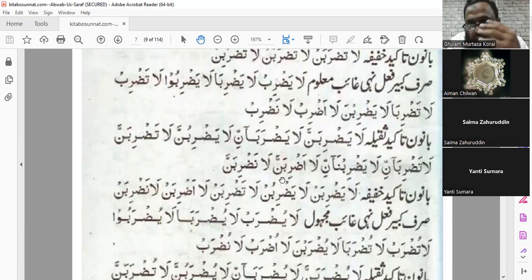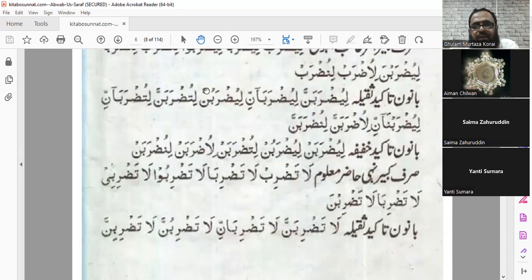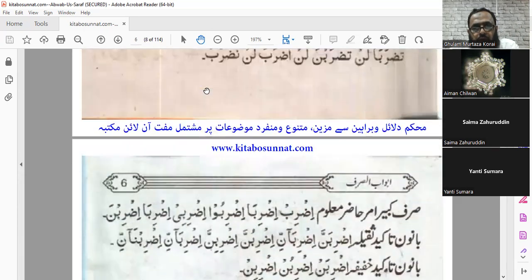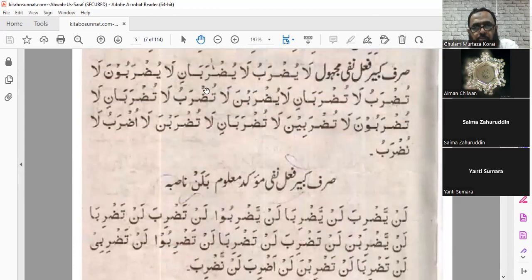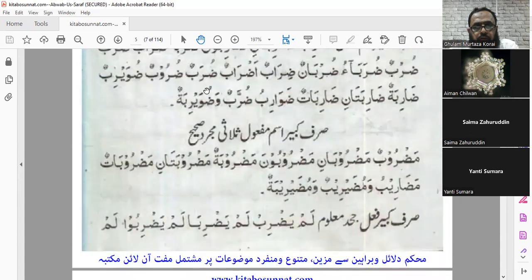So any questions up to now? Yes, I just want you to explain what غير مؤكد means. What does that mean? Okay. غير مؤكد means there's no ta'kid. There's no ta'kid on that. No ta'kid as in emphasis.